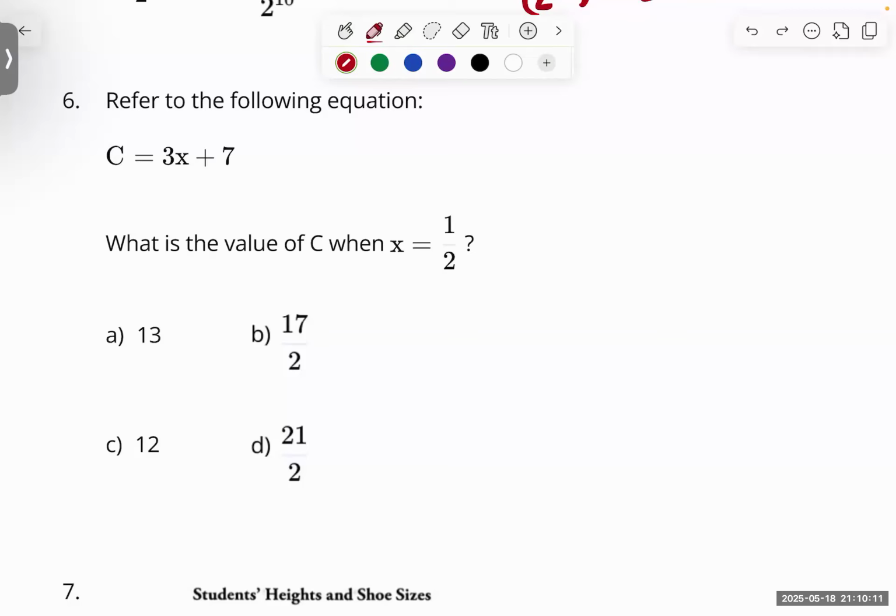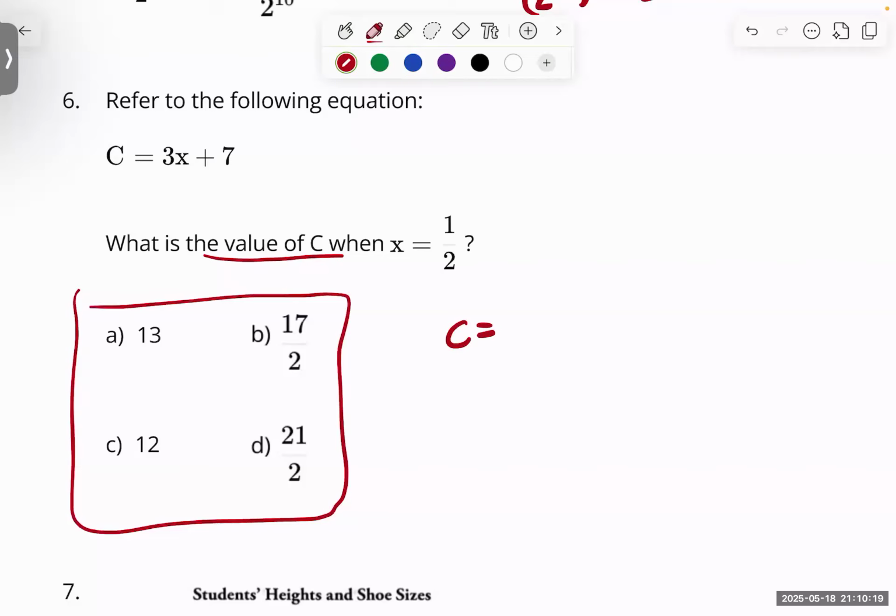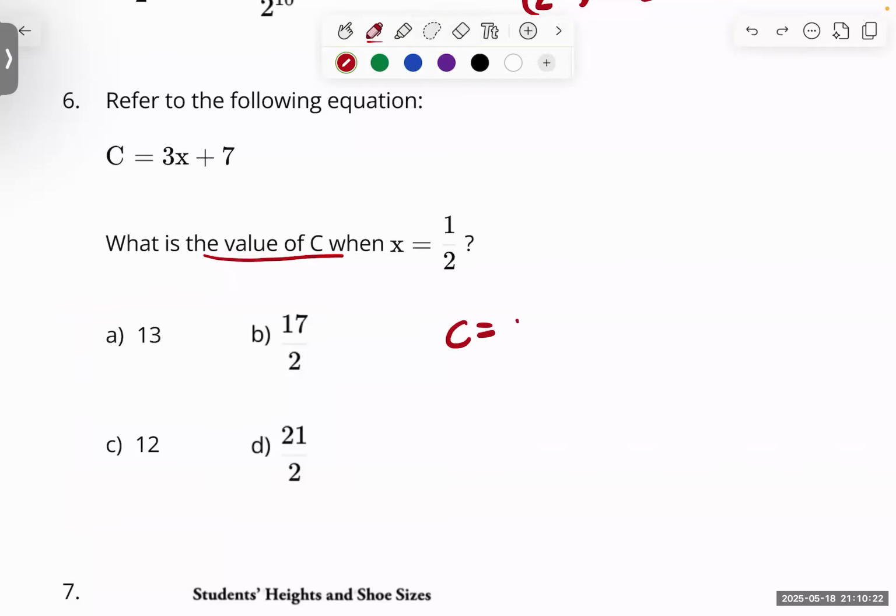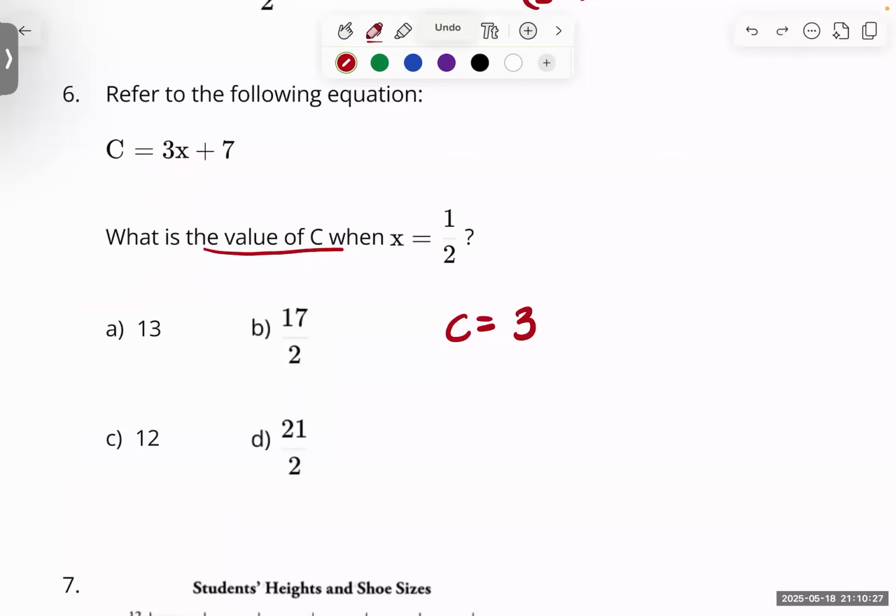So, what is the value of C? That quite literally means I am looking for whatever number C is. And whatever C is, it's one of my answer choices. So I have C equals 3x plus 7. But we can't find what C is until we know what x is. But we do. It tells us that x is equal to 1/2. So this quite literally means that 3x plus 7 is the same thing as if I replaced x with 1/2, because they equal each other. 3 times 1/2 plus 7.